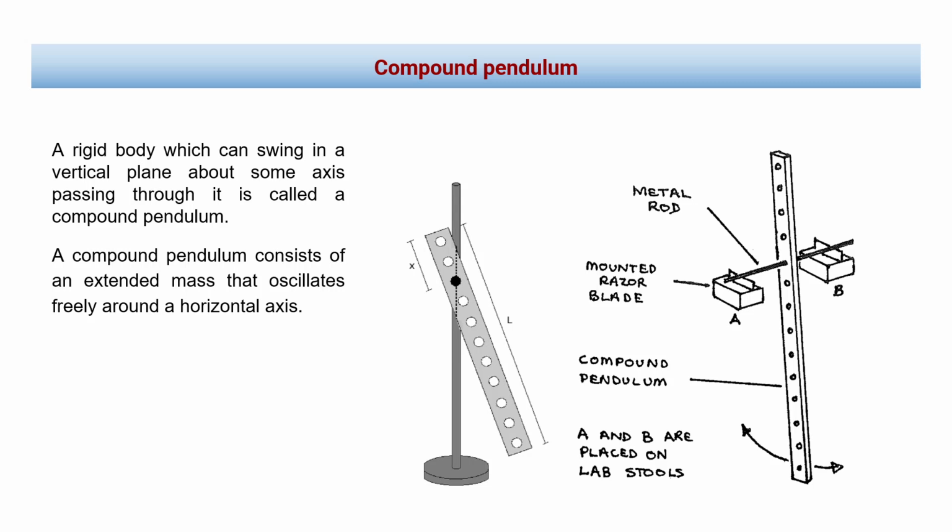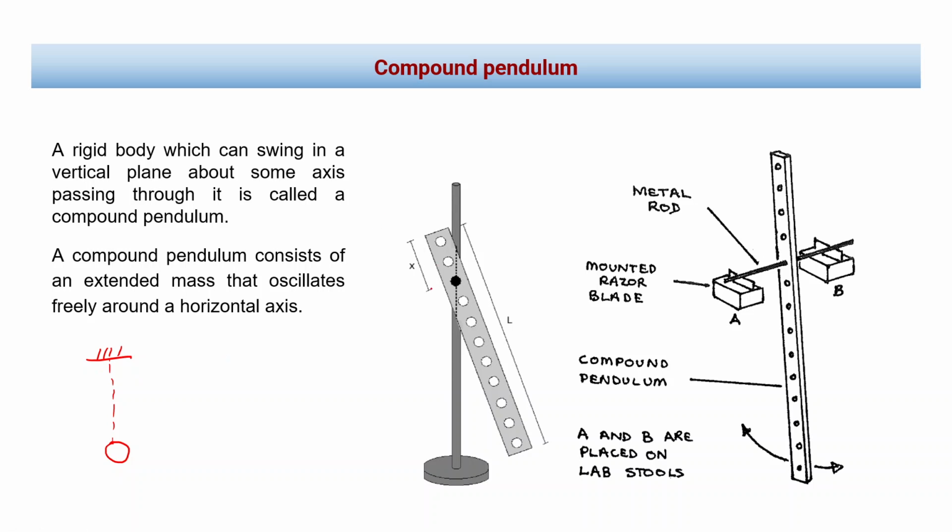Now next week there will be lectures on the compound pendulum and the corresponding experiment. So here I'll just give a quick introduction. What is the difference between a simple pendulum and a compound pendulum? In a simple pendulum, it is suspended by a support and a massless string, and the bob has all the mass. This is the case of the simple pendulum.